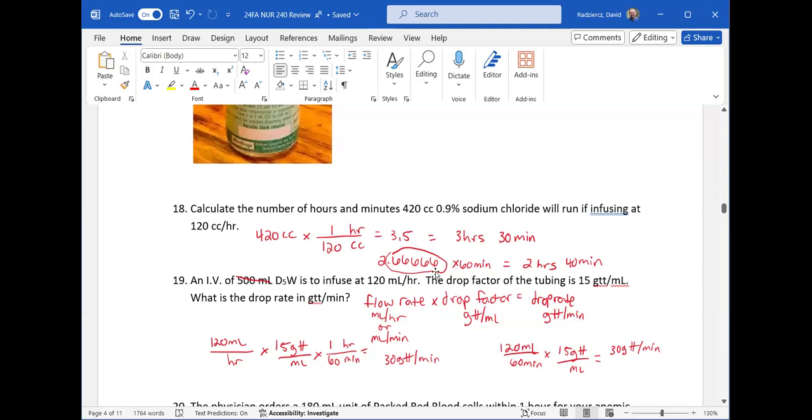But if you were to get a question like this, so this is 2.6 repeating hours, that's how you would convert the 0.6 repeating into minutes. Just multiply the decimal and everything after the decimal by 60.